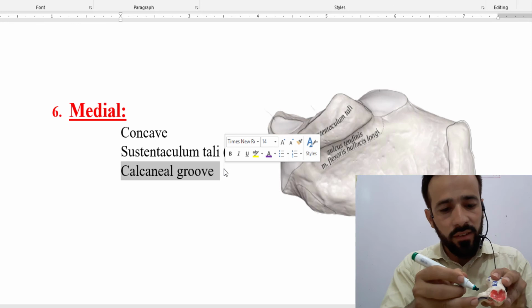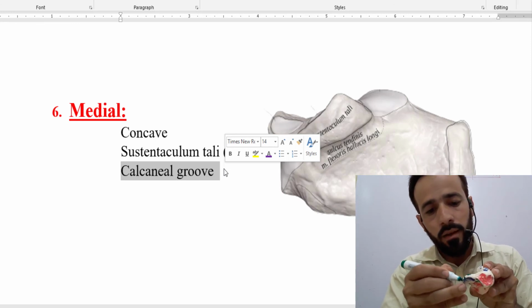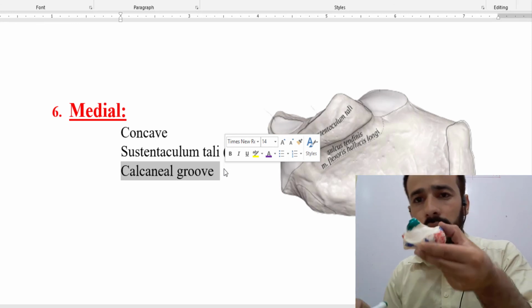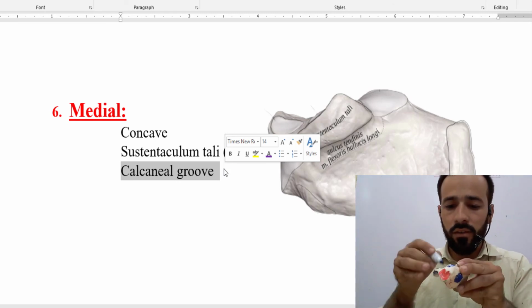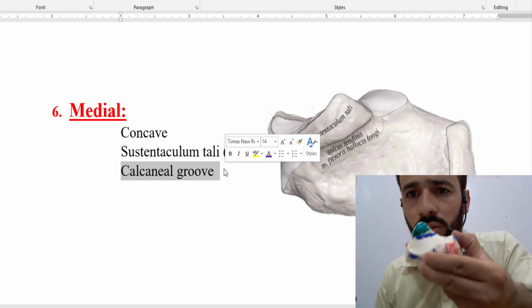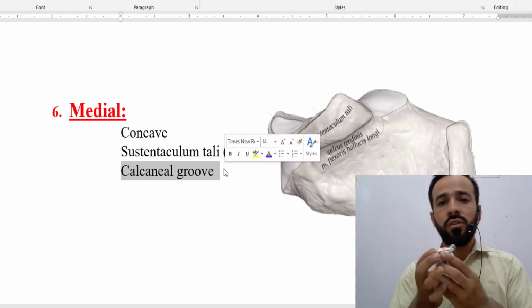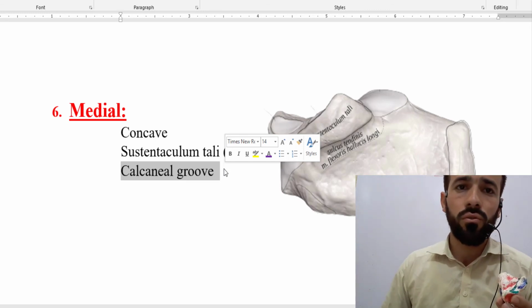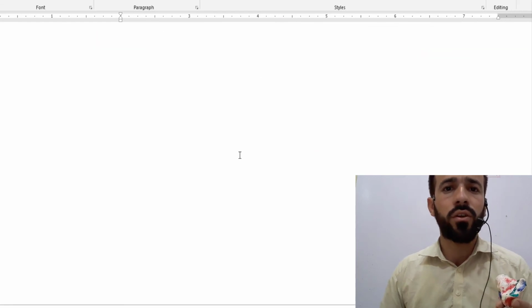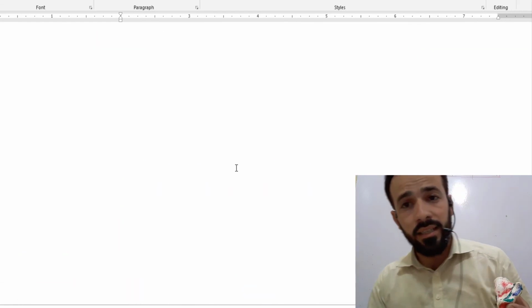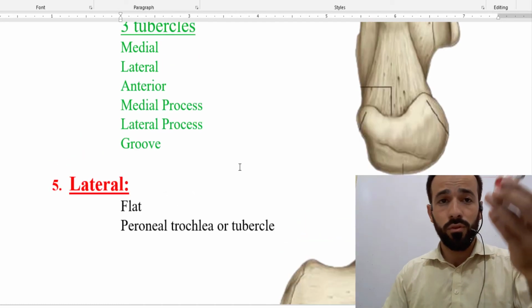So we said this is the sustentaculum tali, you can see here, and then there is a groove in it. So this is the groove. That's so simple. Okay, this is the medial surface of this bone. And we finish here with the calcaneus bone. So my friends, I hope you understand it.